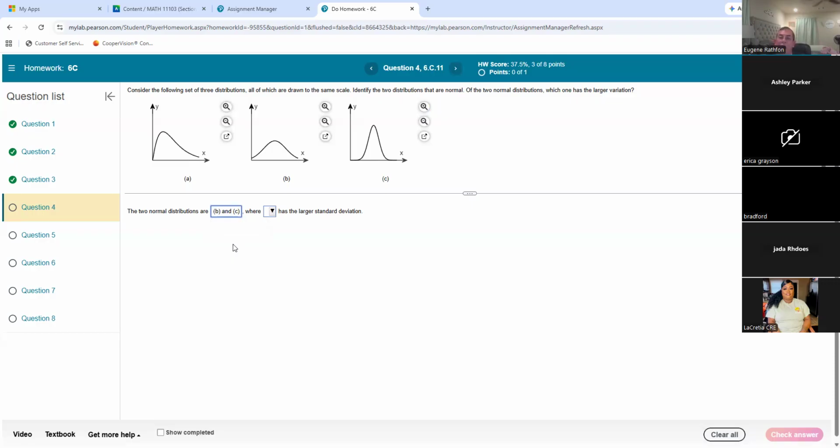Now, which has a larger variation? Well, y'all, B would have a larger variation because it's got more values that are spread out. On C, that's not as much variation because all the values are sort of clustering around that middle, okay? So B would have a larger standard deviation.